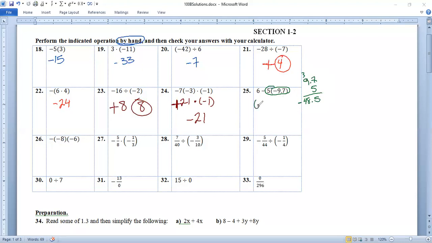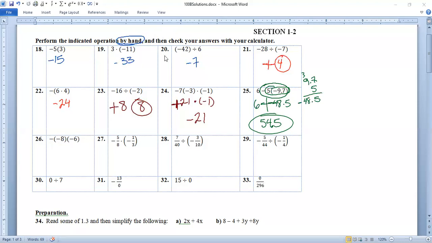So we have 6 minus a negative 48.5. And minus a minus, yep, you got it. That's a plus. That becomes 54.5. There we go. Notice you could have also done negative 5 times negative 9.7 and gotten a positive 48.5. And 6 and a positive 48.5 will get you to the exact same answer.